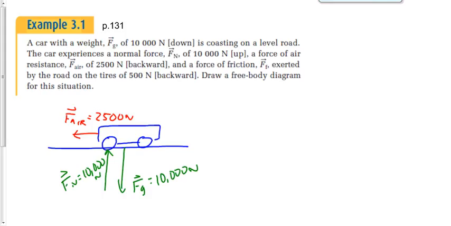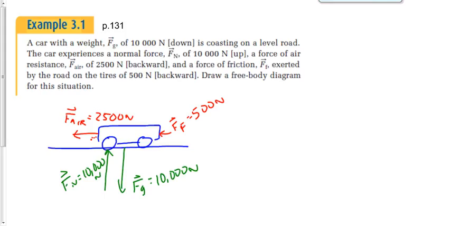Finally, we have a force of friction by the road on the tires. It's also 500 newtons backwards. I'm kind of running out of space over here on the left-hand side, so I'm going to draw that force of friction like this. Now, it seems like maybe that force of friction should be drawn over here, right? But remember what I said a minute ago. It doesn't matter where you draw it. What matters is that you draw in the right direction, and I've got it drawn to the left, backwards.